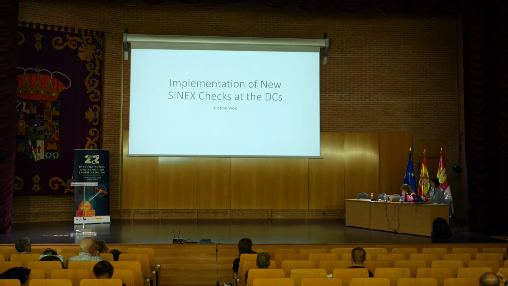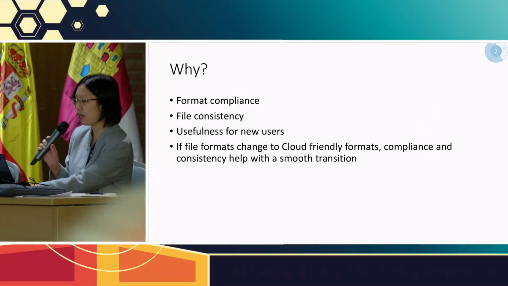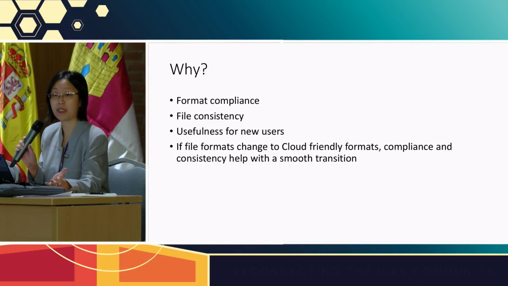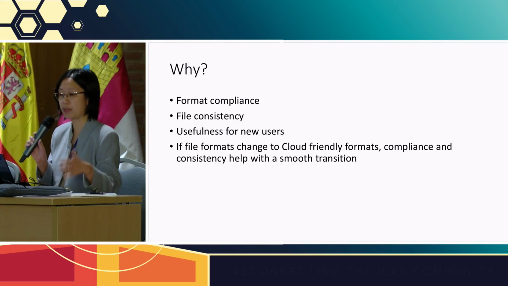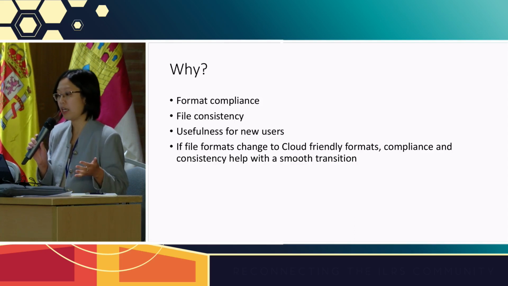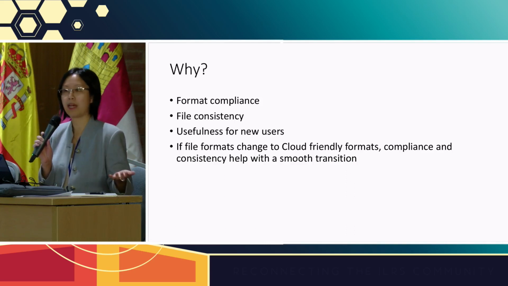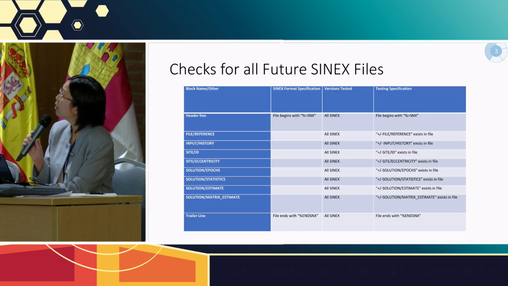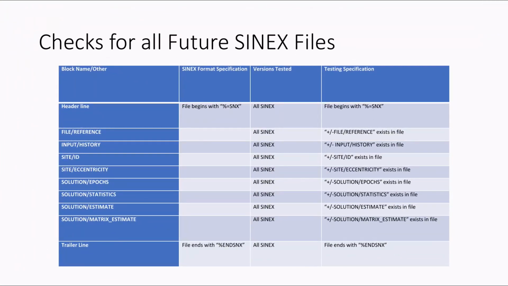Hi everyone, so we're going to keep this one pretty brief. We're looking at implementing some new CNIG checks from the data centers, and we currently don't have any checks done on CNIG. The reason why we're looking at having this done is for format compliance and file consistency, primarily because it'll be useful for new users to have this information. Also, when we start switching over to the cloud at the CDDIS, if we have to change into a cloud friendly format, which makes it easier for new users, we'll have a smoother transition when we have this consistency within our files. And so the checks that we're looking to do are actually quite simple.